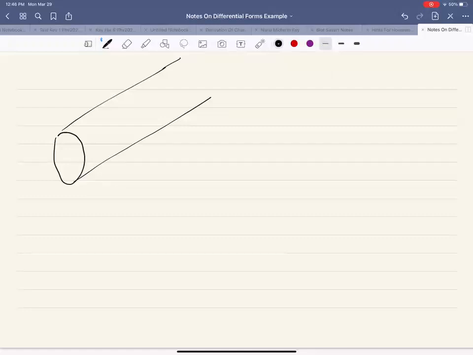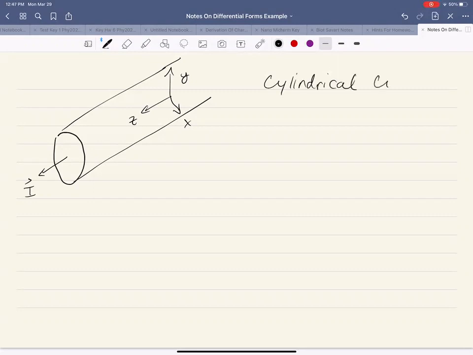Let's assume that you have a long straight wire and that there's a current I coming out of that wire. The direction that I'm going to set up is that we have our X, Y, and Z coordinates, so that our current I is traveling in the plus Z direction for the wire. A natural choice for this is cylindrical coordinates, so we're going to use cylindrical coordinates a lot today.